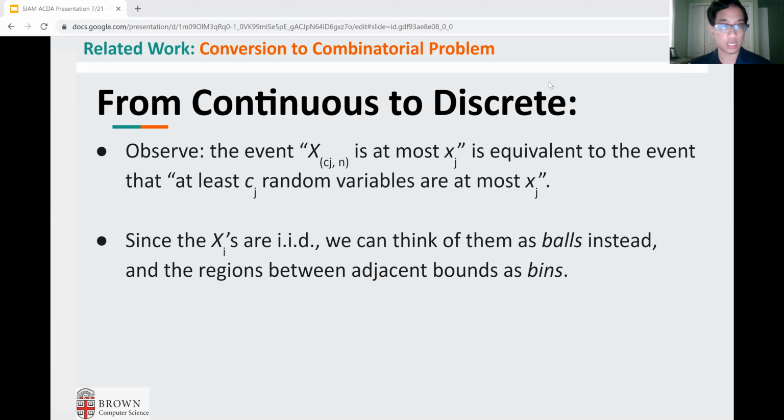Furthermore, as the X sub i's are IID, we can think of them as indistinguishable balls. In addition, as the precise values of the random variables are irrelevant as we have independence, we can also think of the regions between consecutive bounds as bins. The problem now turns into computing the probability that for all j in 1 through d, there are at least C sub j balls in the leftmost j bins.